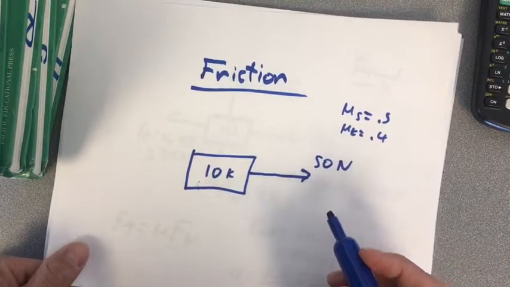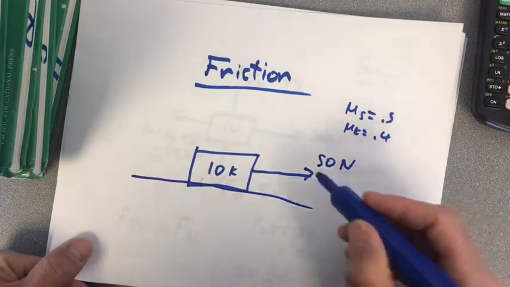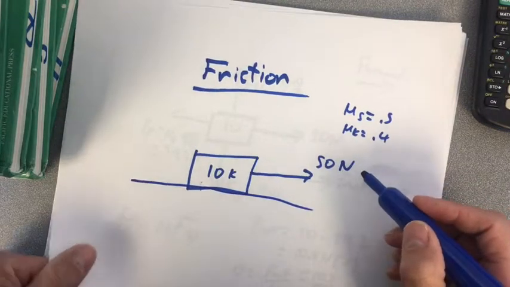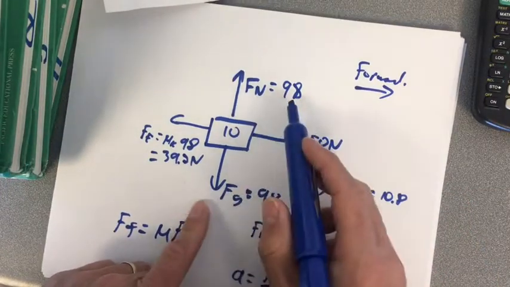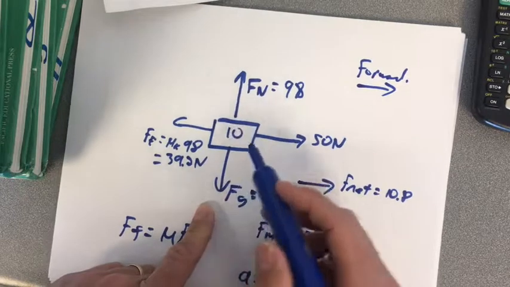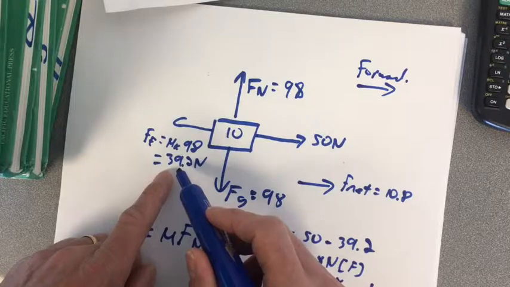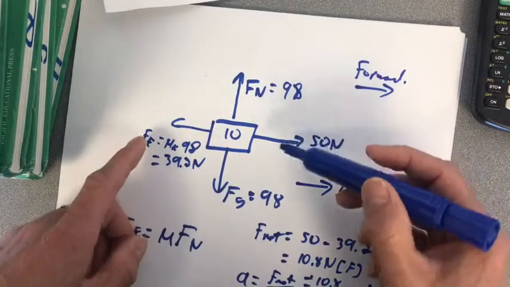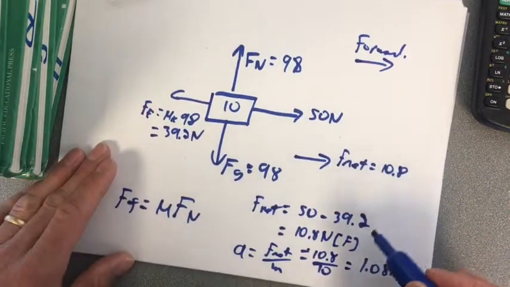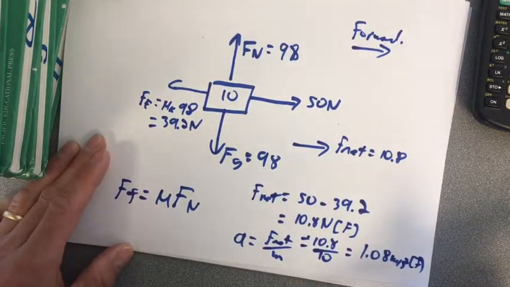So to recap, given this problem here, and we assume that that's on a surface, we do a free body diagram. We have an applied force of 50 newtons forward. We have 98 newtons of gravity. We have 98 newtons of normal force pushing it up. That normal force times our coefficient of friction gives us the force of friction. And then when we consider all the forces that balance, what's left over is 10.8 newtons forward. We divide it by mass to get our acceleration going forward.